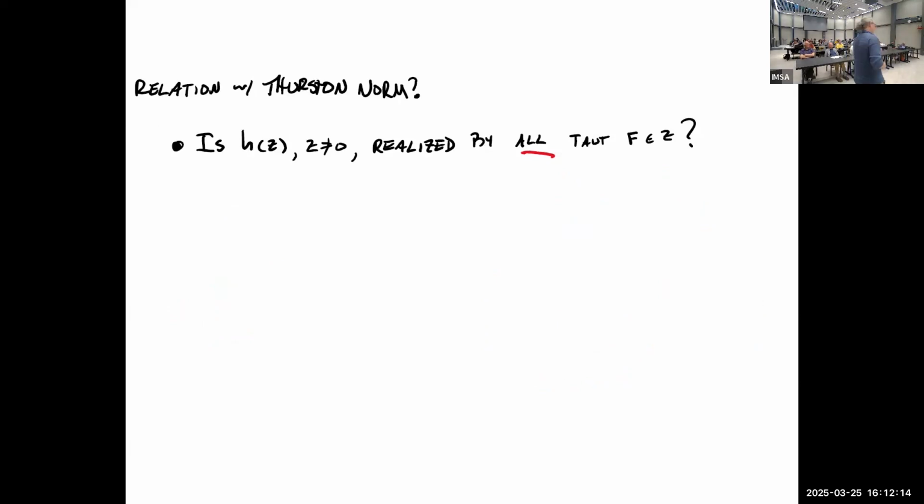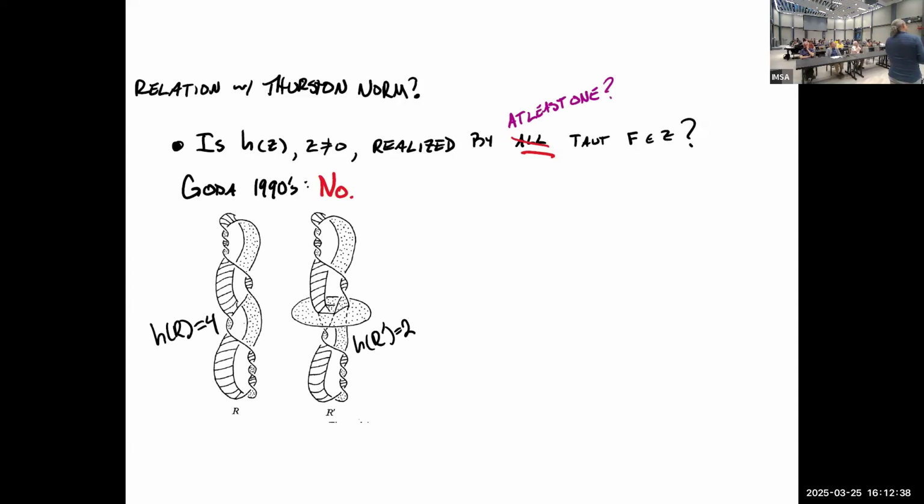Okay, if you want to think about the relationship with the Thurston norm, is the handle number of a nonzero class actually realized by all of the, say, minimal genus representatives of the class, all of the norm-minimizing representatives? And I think that's a very natural question, because usually you think that the minimal genus guys have everything going nicely. But in fact, Goda, in the 1990s, was studying handle numbers of Seifert surfaces. Look at the exterior of a Seifert surface, call that a sutured manifold, and look at the Heegaard splittings of those things.